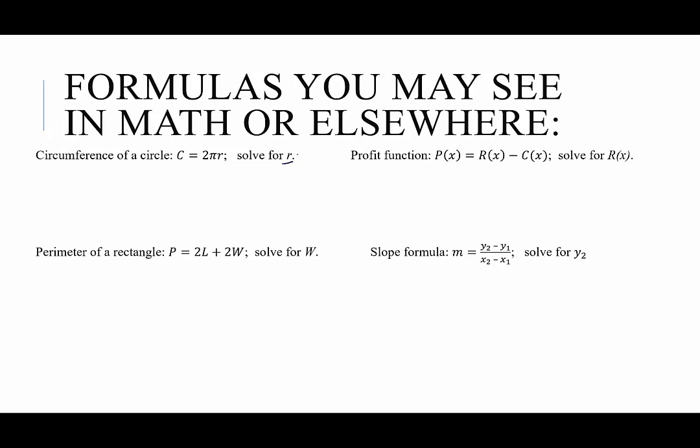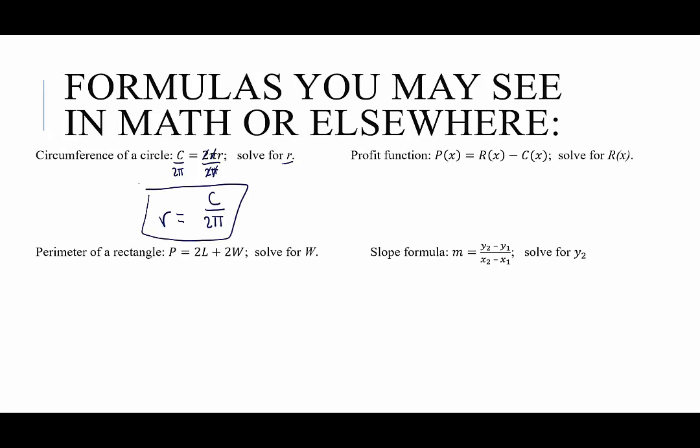What's happening to r? Well, it's being multiplied. How do we undo multiplication? We would divide. So we're going to divide both sides by what's being multiplied to r. Now, can I actually divide c by 2 times pi? Well, no, because c is a variable. So we're just going to write it, and I'll use the commutative property to flip this around. I'm going to say r equals c divided by 2 times pi. Now we have this formula solved for r.